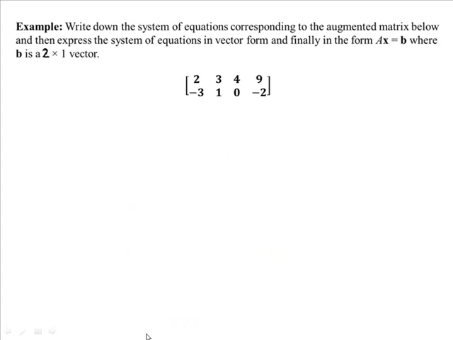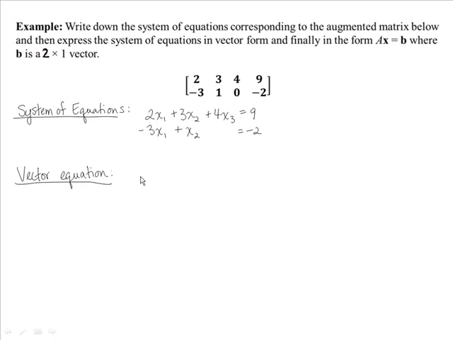In this example, we want to write down the system of equations corresponding to the augmented matrix below, and then express the system of equations in vector form, and finally in the form AX equals B, where B is a 2 by 1 vector. So first, as a system of equations, we have 2x1 plus 3x2 plus 4x3 equals 9, and then negative 3x1 plus 1x2, or just x2, plus 0x3 equals negative 2.